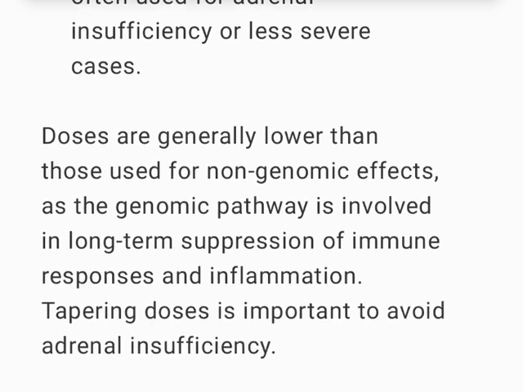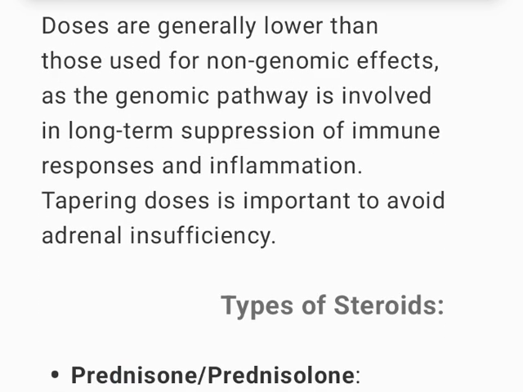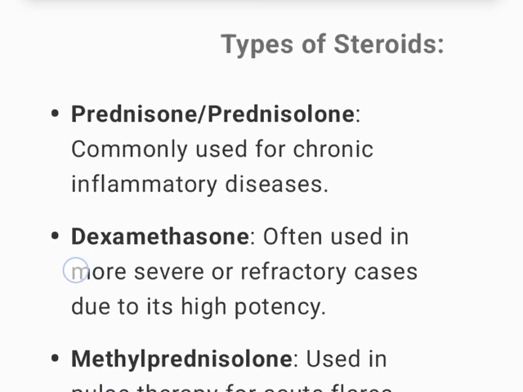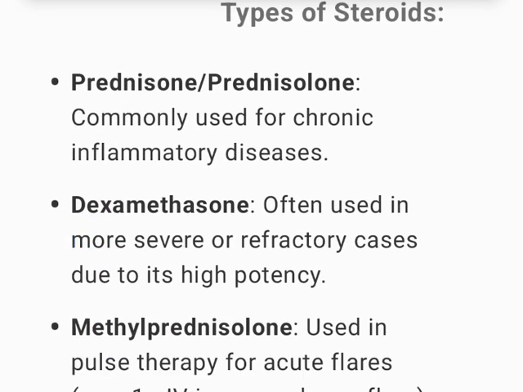Doses are generally lower than those used for non-genomic effects, as the genomic pathway is involved in long-term suppression of immune responses and inflammation. Tapering doses is important to avoid adrenal insufficiency. Types of steroids: prednisone, prednisolone, commonly used for chronic inflammatory diseases. Dexamethasone, often used in more severe or refractory cases due to its high potency.